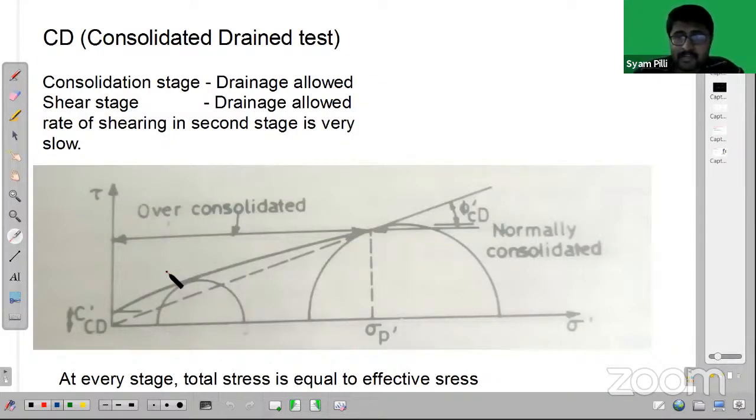After consolidation in the first stage, if we do not allow drainage in the second stage, that is U, the second U, that is undrained, consolidated undrained. Now if you do allow the water flowing in both the stages, drainage is allowed in both the stages, what do we have to do to allow drainage? So we apply the deviator stress.